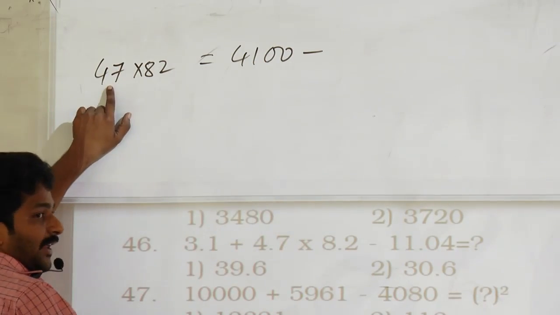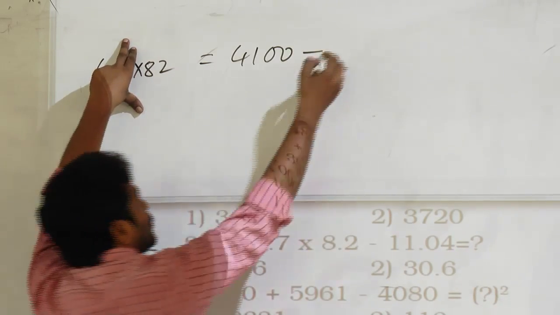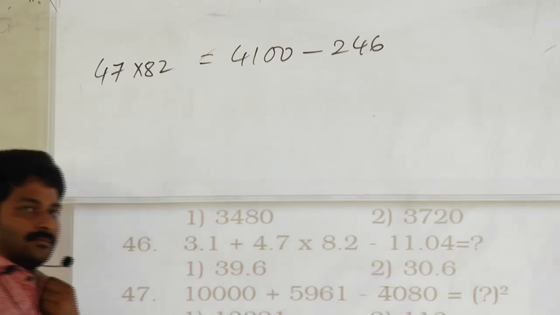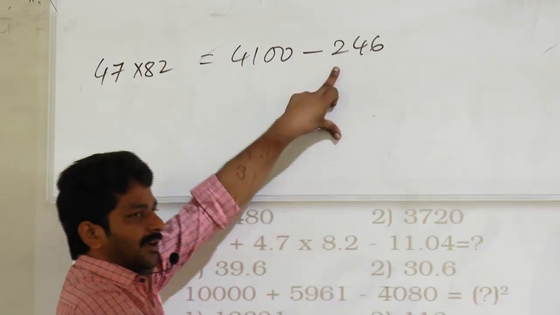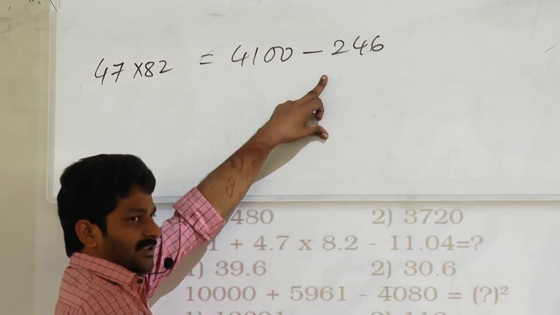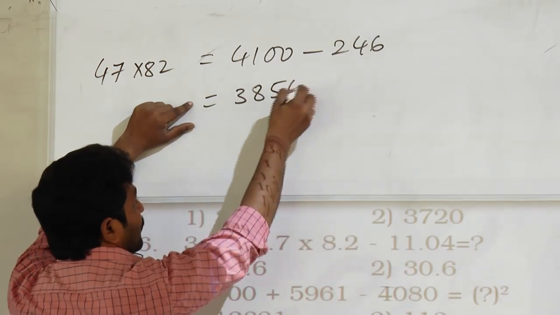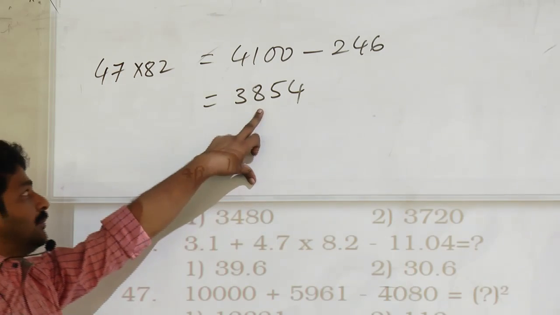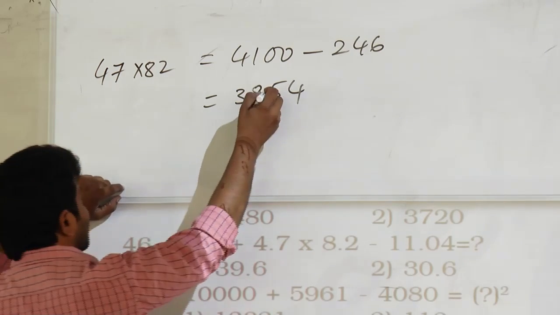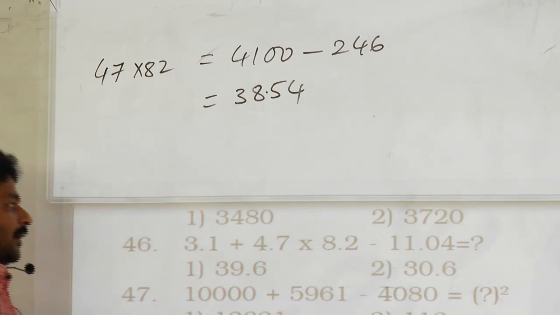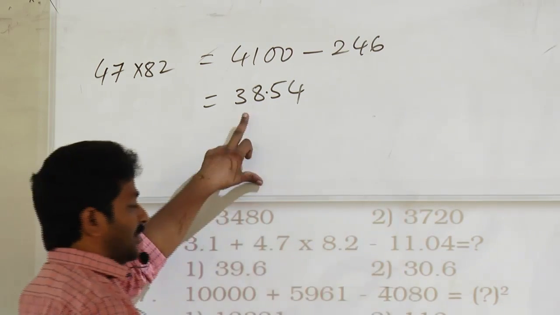Minus 3 times. 3 times of this number, 82 3 times 246. Right? Subtract first 100, then you can subtract 146. 4,000 minus 146, 3,854. If you have 47 into 82, your number would be 3854. But you have 2 decimals here. So that becomes 38.54. And now, you need to add 3.1 to this number and 11.04 should be subtracted from this number.